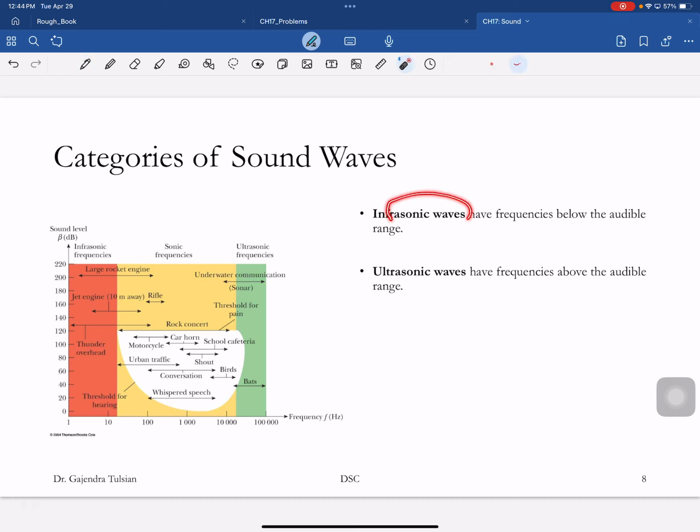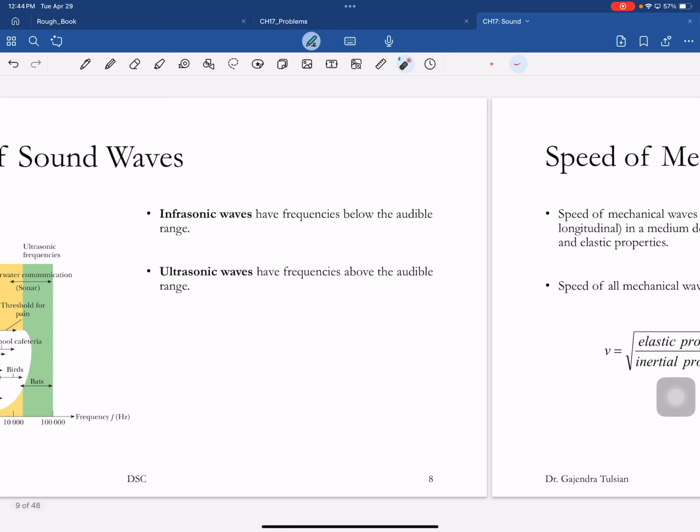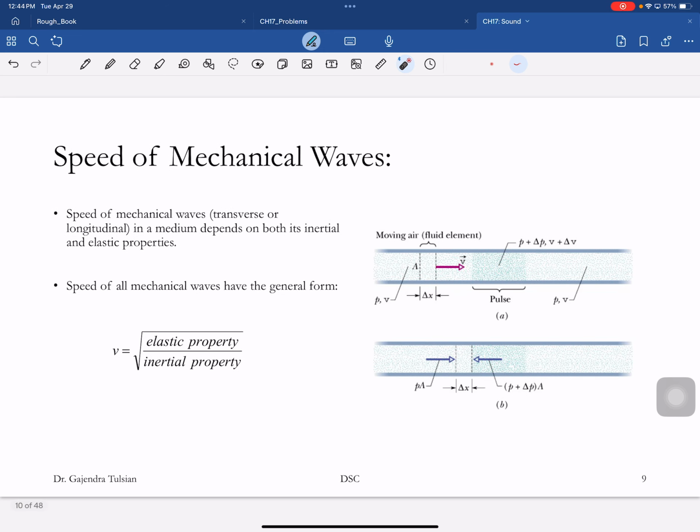Infrasonic waves are waves of frequency less than 20 hertz. Ultrasonic waves are waves of frequency higher than 20,000 hertz. Remember in the lab we were using an ultrasonic motion sensor. So it was using sound waves of frequency higher than that. You guys following this?